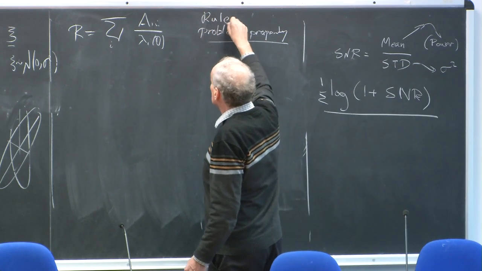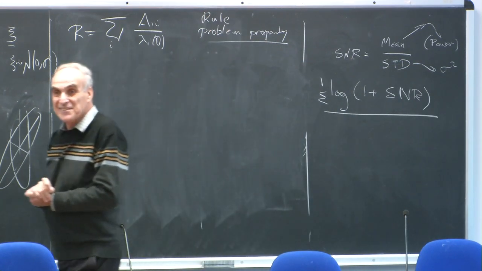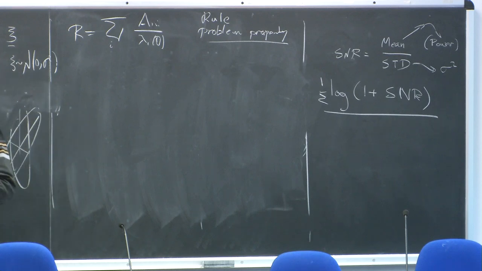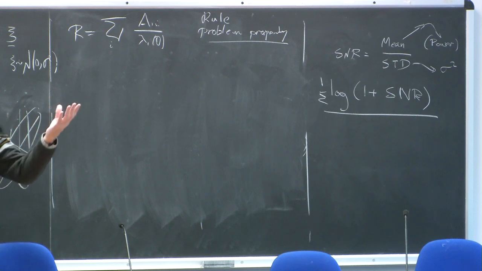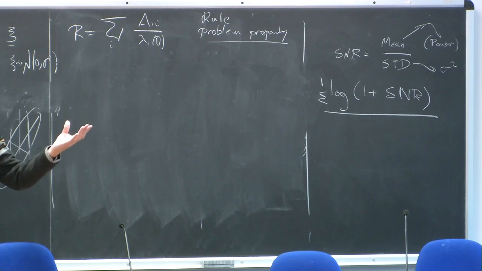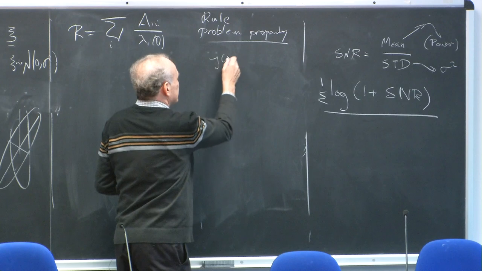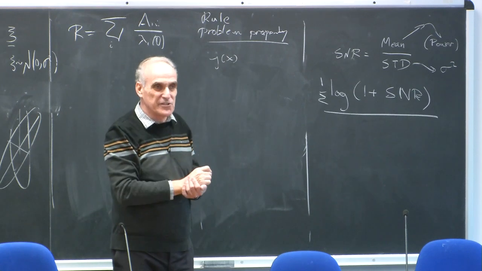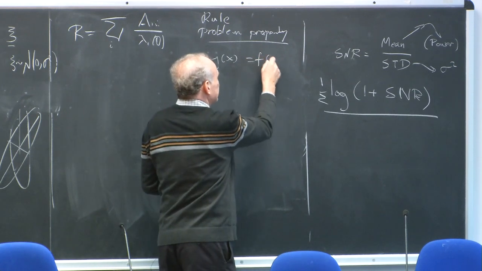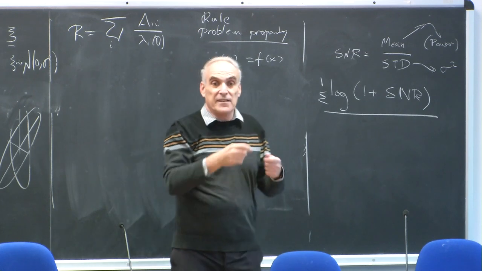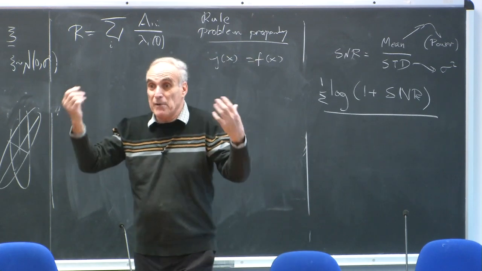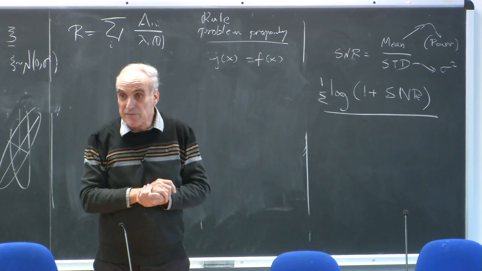So this is the hard part of the argument. Why is it a property of the rule? Essentially, think about the function you're trying to learn. Let's say I can always expand it. It's some function y of x. Just for simplicity, ignore the noise for a second. So it's some f of x. Eventually I can think about it as a function in some high dimensional space.